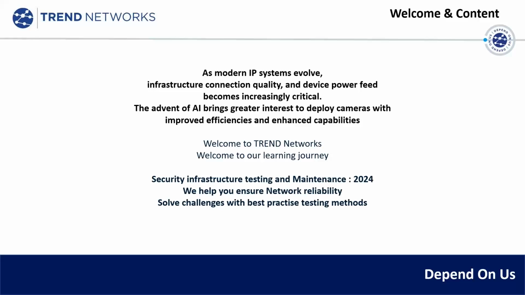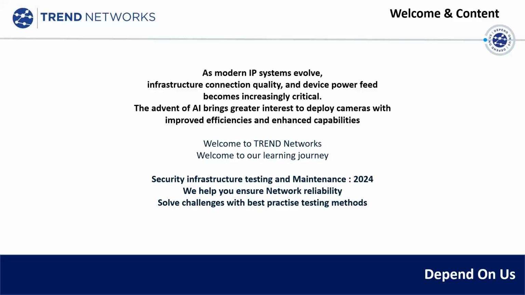As modern IP systems evolve, and I'd like to use the term modern IP systems because we'd like to consider them being a combination of power and data, so that's PoE, infrastructure connection quality and the device power feed become increasingly critical. We now have the advent of AI bringing greater interest because you can do more with it. There's more efficiencies that AI would bring to the back end and functionality in cameras. So we will likely see more cameras deployed.